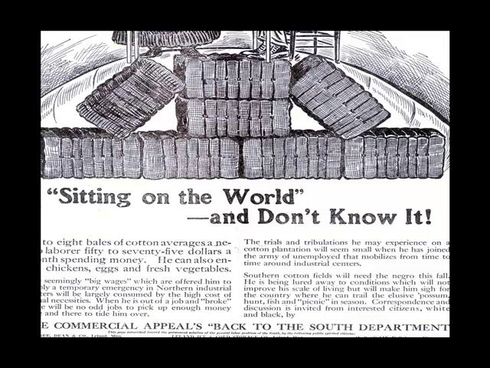And you can't really see the information because of the size of this slide, so I'll just have to read the bottom information. The ad goes on to note that the Southern Negro was, quote, sitting on the world and didn't know it. According to this writer, quote, 6 to 8 bales of cotton averages a Negro laborer $50 to $75 a month spending money. He can also enjoy chickens, eggs, and fresh vegetables. The seemingly big wages which are offered to him to supply a temporary emergency in northern industrial centers will be largely consumed by the high cost of actual necessities.